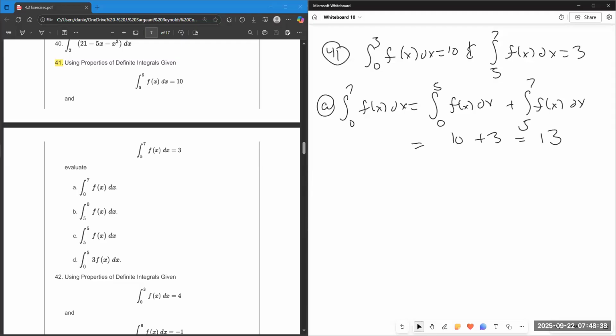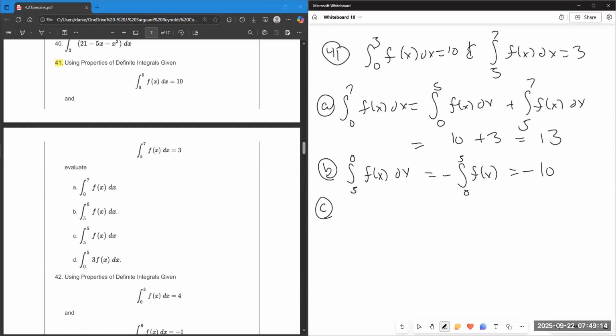As long as the function is defined over the entire a to b, there's no vertical asymptotes and things like that in between, we're good. And we assume that's the case here. Now, when I have an upper limit that's smaller than a lower limit, I just put a negative sign outside and change my limits. And so this is going to be a negative, and 0 to 5 is 10.